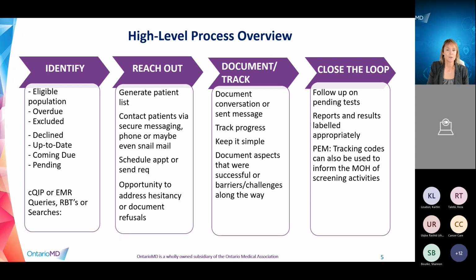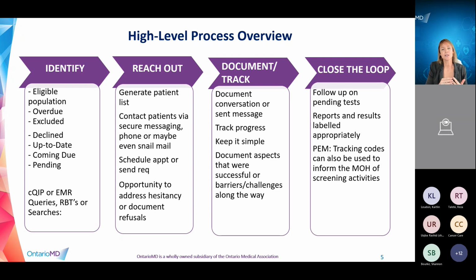So some of the things that you can do to identify these patients depend on the EMR that you're using. There's something called collaborative quality improvement, or your CQIP searches, that have been developed for Accuro, Oscar, and TELUS PS Suite. And this includes a screening overview document. There's some support guides to help you. And then there's also been searches, queries, and report by templates, or RBTs.